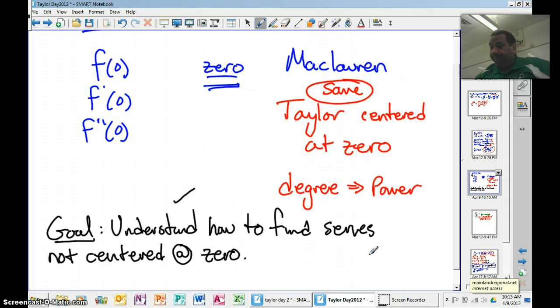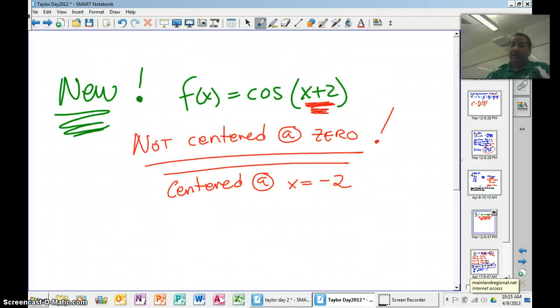So let's try it. I have an example here. This is the new stuff. This one is not centered at 0. It's centered at x equals -2. How do I know that? Because if I set what's inside equal to 0, I'll get x equals -2. That's where it's centered. Let me show you how to do a problem like this.